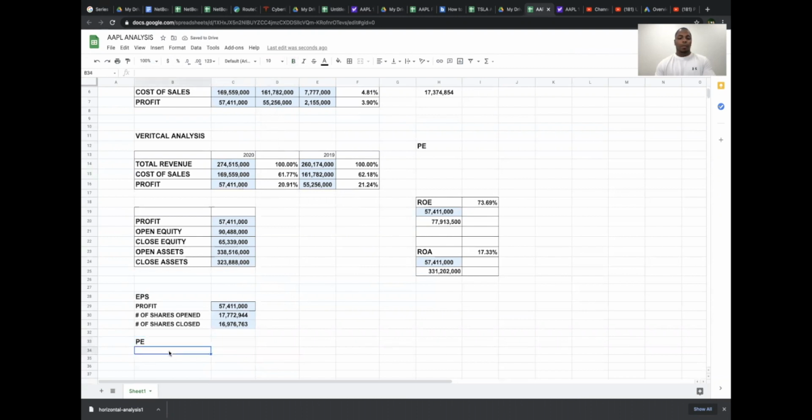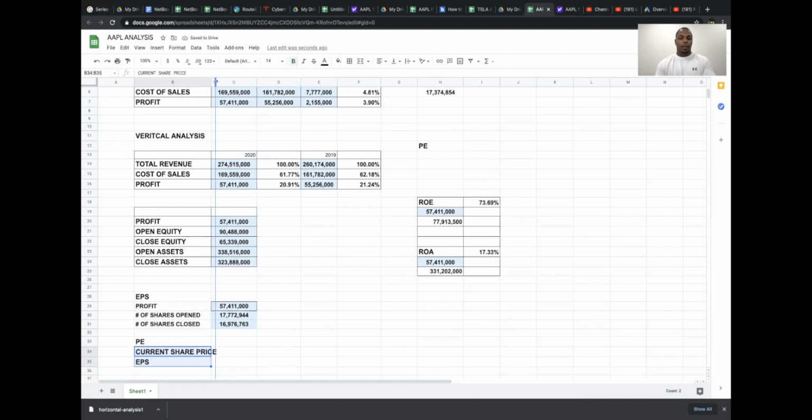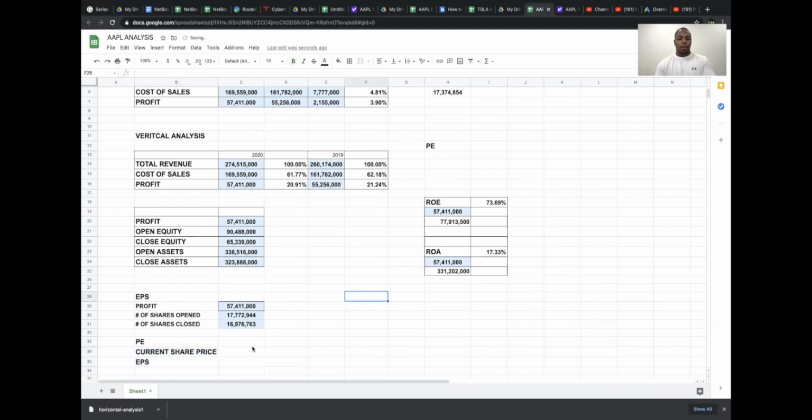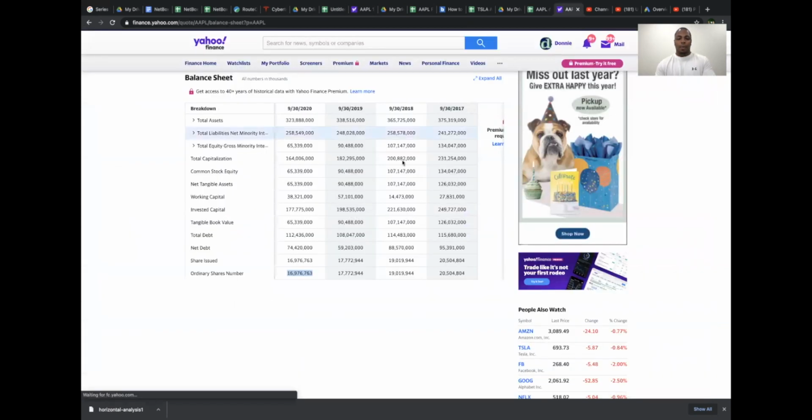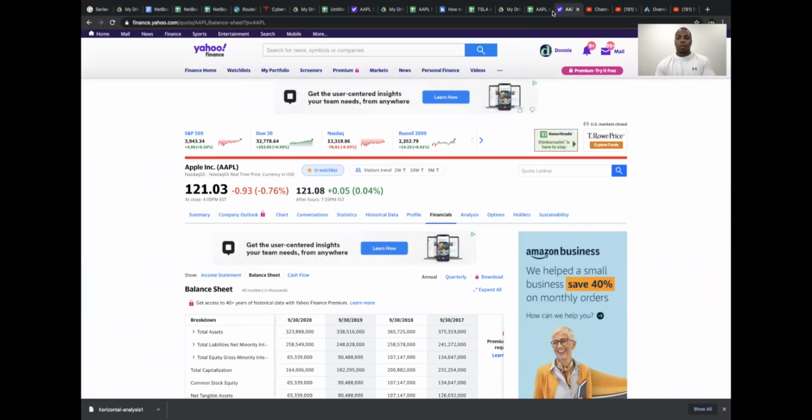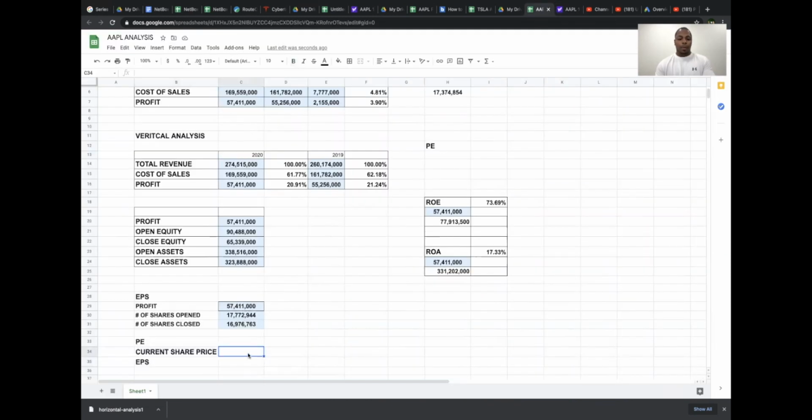Price to earnings ratio. We need the actual current share price, right? Current share price and EPS. Make these big and bold. So again, we need to know the current share price. One. What is the current share price of Apple? 121.03. So the current share price of Apple is 121.03.